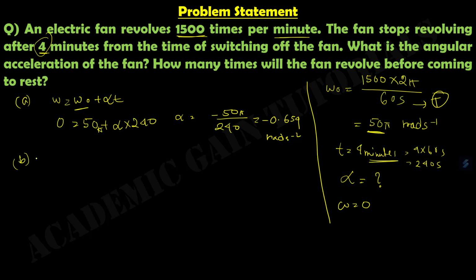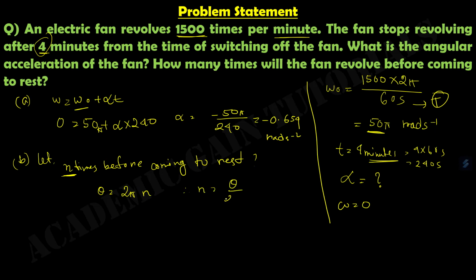Now coming to the second part of our question, let it revolve n times before coming to rest. So we have to find out this value of n, and we know the angular displacement for n revolutions is theta equals 2 pi n. So for n we can write n equals theta by 2 pi.